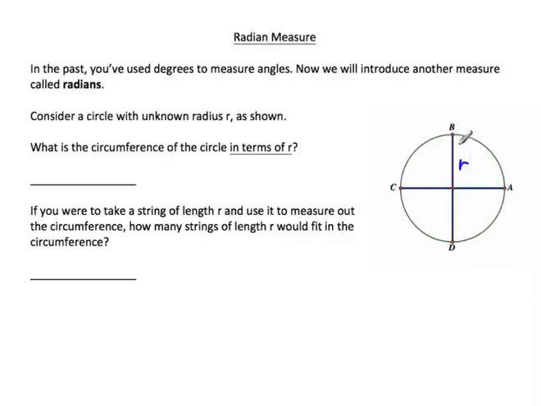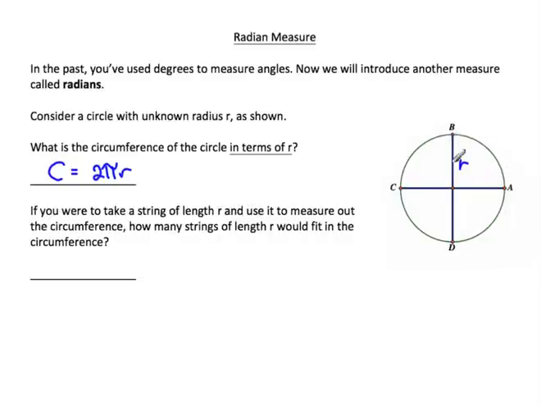The first thing we can ask is what's the circumference of the circle in terms of r? And this is really just asking for our familiar formula for the circumference of a circle, and we know that the circumference of a circle is equal to 2 pi times the radius. Another way of asking the same thing would be if we were to take a length of string, r units in length, and use it to measure out that circumference.